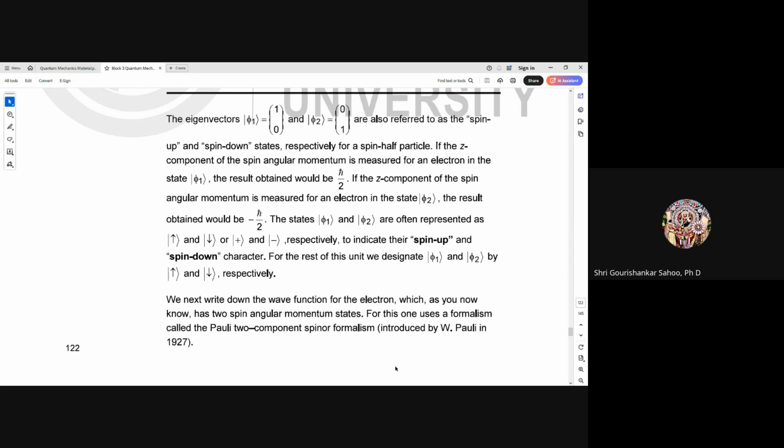And the wave function for the electron has two spin angular momentum states. One is plus and another is minus. One is up and another is down. Spin up electron and spin down electron. And this uses the formalism called the Pauli two-component spinor formalism, introduced by Wolfgang Pauli in the year 1927.